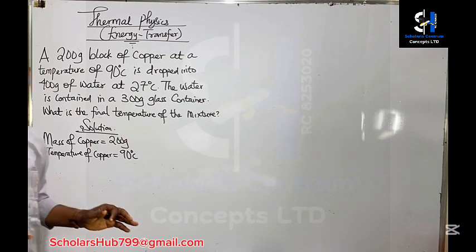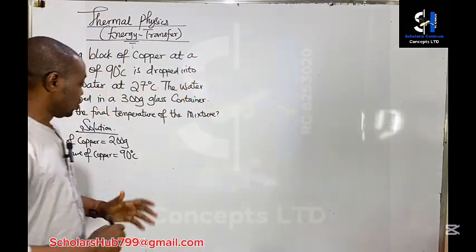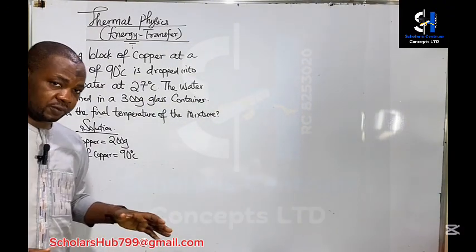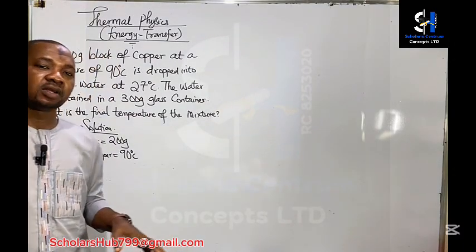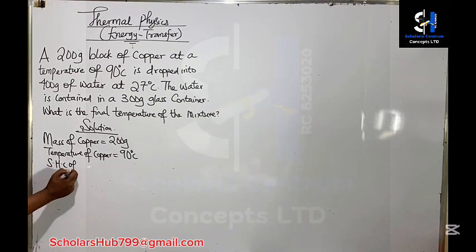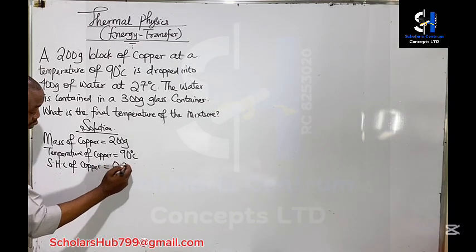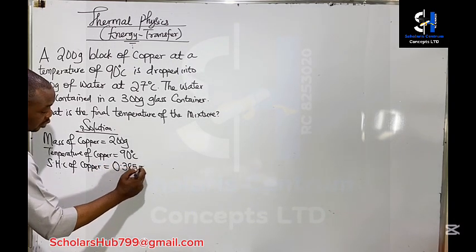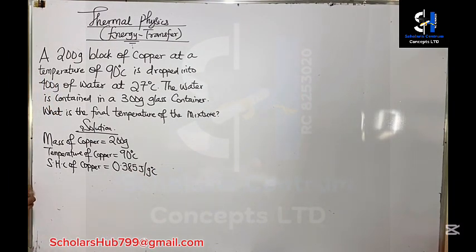Now we are not given the specific heat capacity. In my previous video I talked about questions like this, where the values for specific heat capacity are not given, which means students are expected to know these values. So for copper, the specific heat capacity is 0.385 joules per gram per degree Celsius. These are the values for the copper in this case.